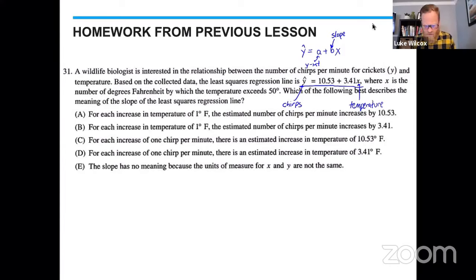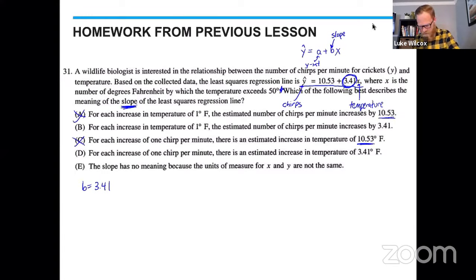Now let's get down to the question here. It says, which of the following best describes the meaning of the slope of the least squares regression line? Well, first things first, we need to know what the slope is. And we know that that is the B value, or the value that is attached to the X. So 3.41 is our slope value. So right away, if I look at the answer choices, I can actually get rid of a couple of those choices. Answer choice A is making some sort of interpretation of 10.53, which we know is the Y-intercept. And I'm seeing the same thing here on answer choice C. So I'm going to get rid of that.